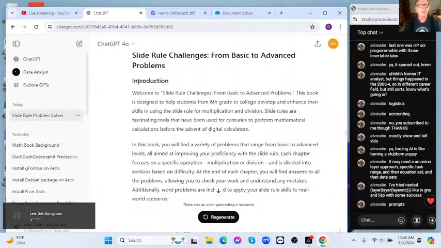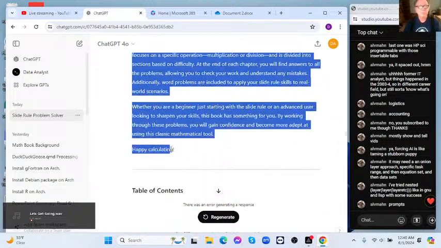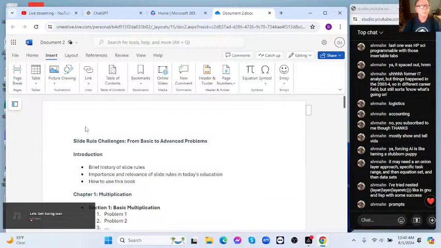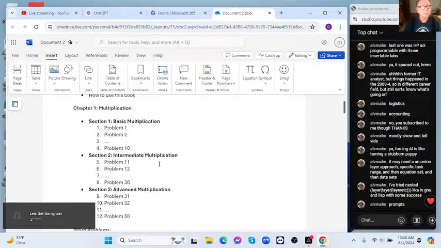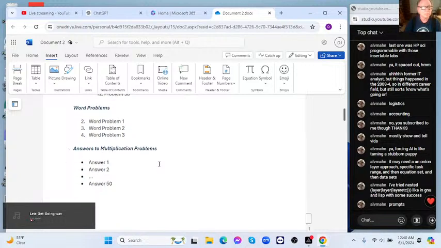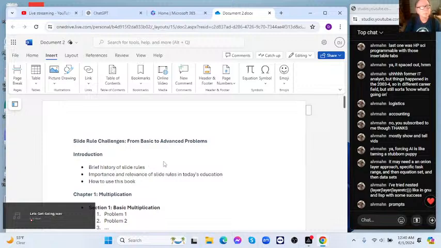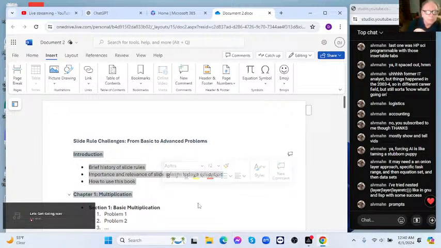Here's our introduction here. Now this one would be fun: the importance and relevance of slide rules in today's education.